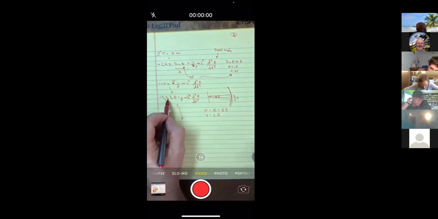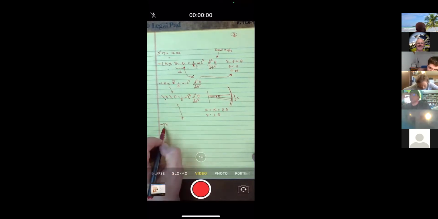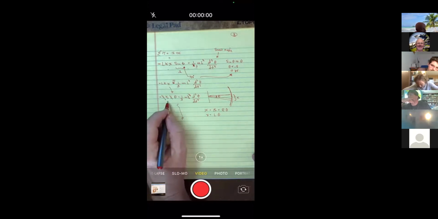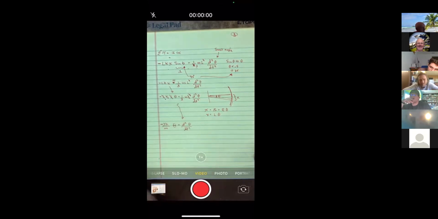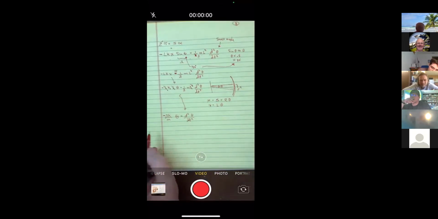There's the K from the spring constant. Let me bring the 3 over, so it's 3K. Let me divide by the mass. There's theta, and there's the second derivative with respect to time of theta. And that's the magical step.